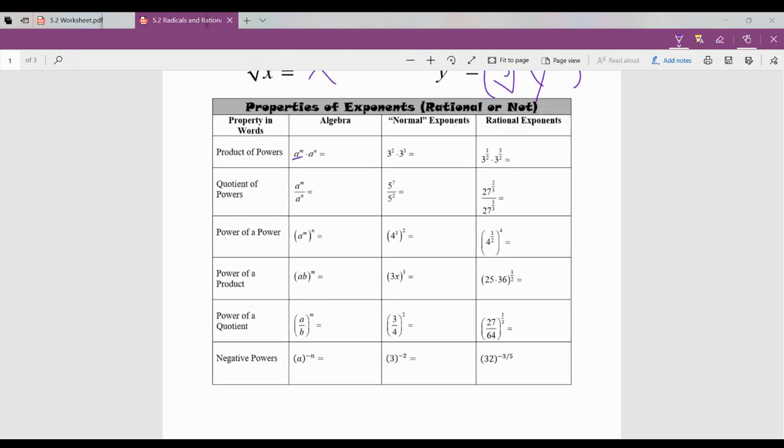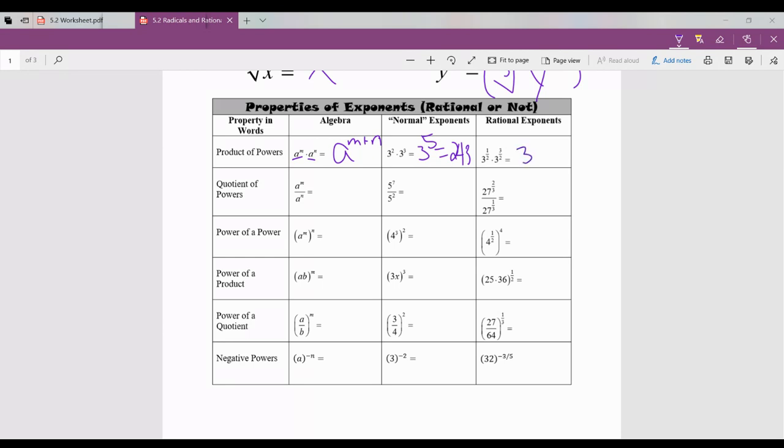When we have the same base, a to the m times a to the n, I can simplify it and write it as a to the m plus n, because we add those exponents. Likewise, if I have numbers as my base, it's 3 to the, and I can add those exponents: 2 plus 3 is 5. I can simplify that further because 3 to the 5th is 3 times 3 times 3 times 3 times 3, which is 243.